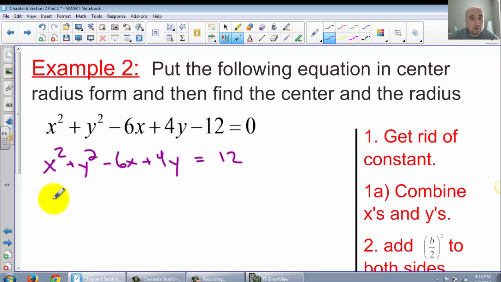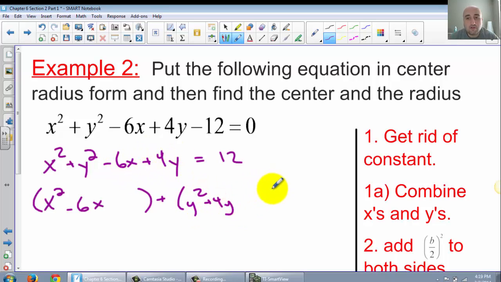So over here, I'm going to put the x squared and my negative 6x together. I'm going to put a parenthesis around it. And I'm going to leave a little bit of room. And then I'm going to do my y squareds together. I'm going to put these in parentheses. Plus 4y. I'm going to leave a little bit of room, equals to 12.